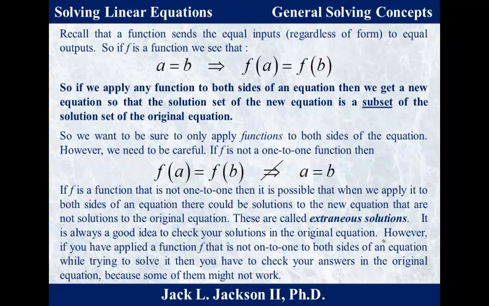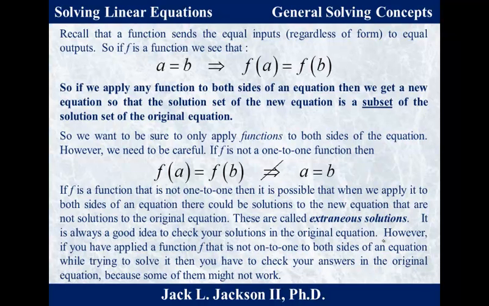However, we have to be careful if f is not a one-to-one function. Remember, if it's not a one-to-one function, we can't reverse this. So f of a equals f of b does not mean that a equals b all the time, if it's not one-to-one. So it's possible when we apply a function that's not one-to-one that there could be solutions to the new equation that are not solutions to the original equation. These are called extraneous solutions.